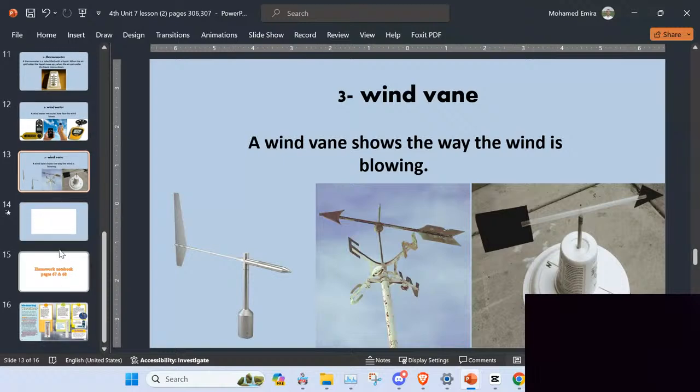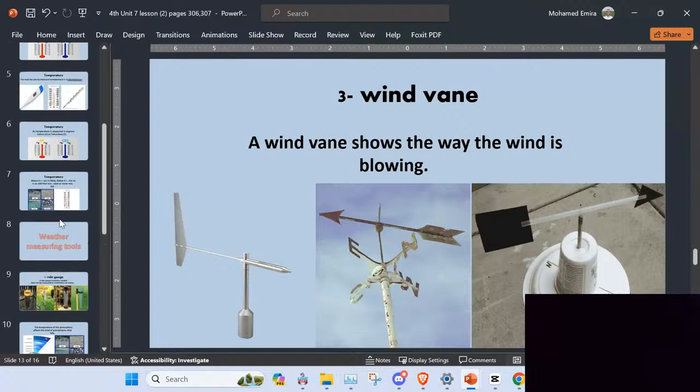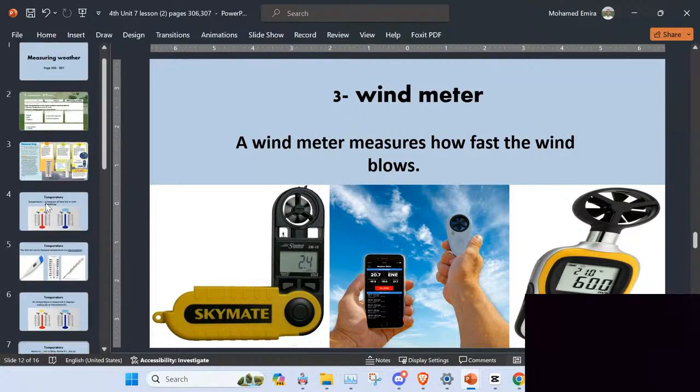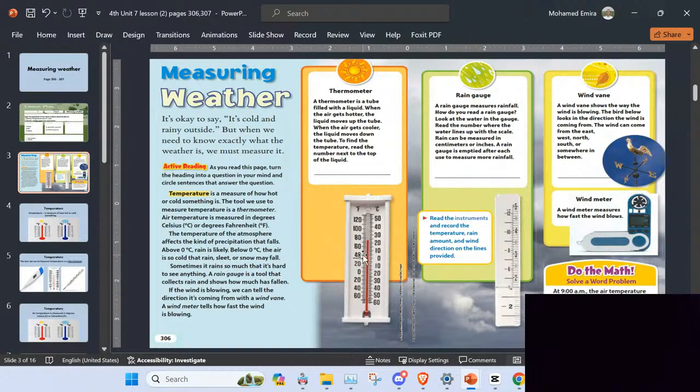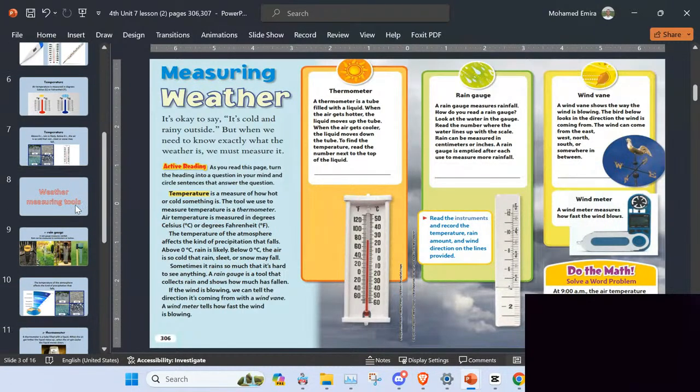So these are the four tools that we use to measure weather. Quickly, let's recap again. We have four measuring tools: thermometer, rain gauge, wind meter, and wind vane. The thermometer indicates the temperature, the rain gauge indicates the amount of raining, the wind vane indicates the direction of the wind, and the wind meter indicates the speed of the wind. So that is pretty much it.